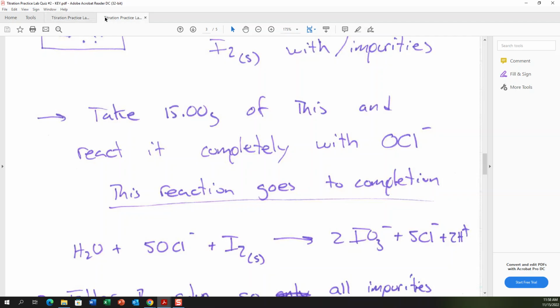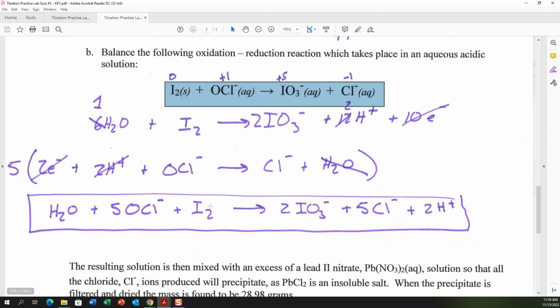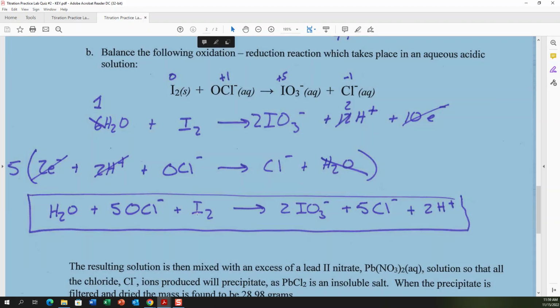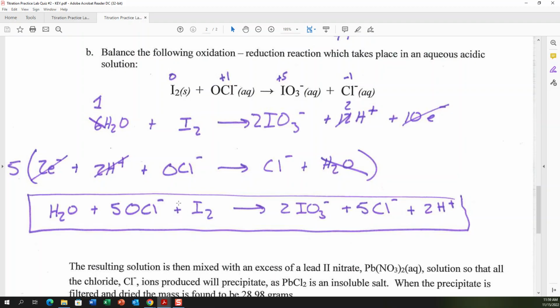All right, and so the reaction that's taking place is this one. This is the balanced equation. If you want to review, you can go back and review the other videos to show how to balance this in an acidic solution. The key for the rest of this question is figuring out this ratio: 5 moles of chloride are produced for every 1 mole of iodine that reacts. But anyway, what we're doing is flooding this sample of iodine with an excess of hypochlorite ions, so this reaction goes to completion, and it only stops when we run out of iodine. That's the idea. So here's our balanced equation.